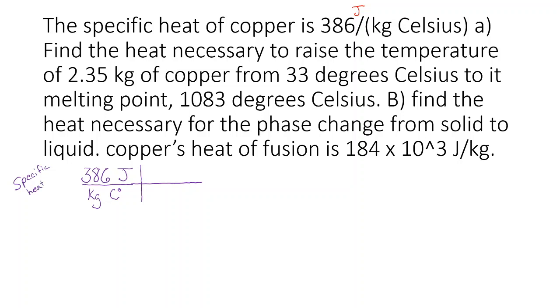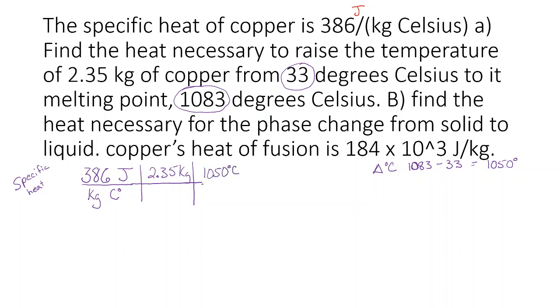And we're going to take our 2.35 kilograms of copper. And we're also going to take the change in degrees. Now, it starts out at 33 and it goes to 1,083 degrees Celsius. So the difference between that, because we want to actually find the change in degrees Celsius, is 1,083 minus 33 degrees equals 1,050 degrees Celsius is the change in degrees Celsius.